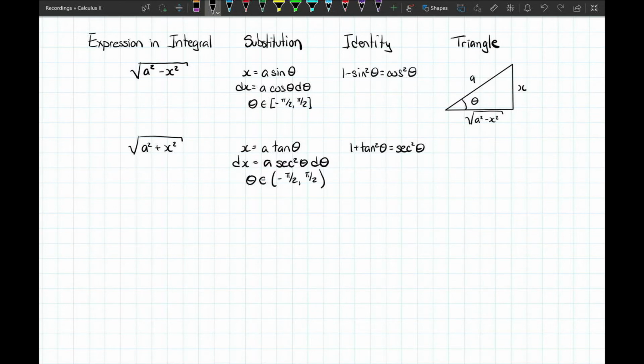Now you might want to draw a triangle for this as well. Since tangent of theta is equal to x over a, we'll have our opposite as x and our adjacent as a, and that means our hypotenuse will be the square root of a squared plus x squared.